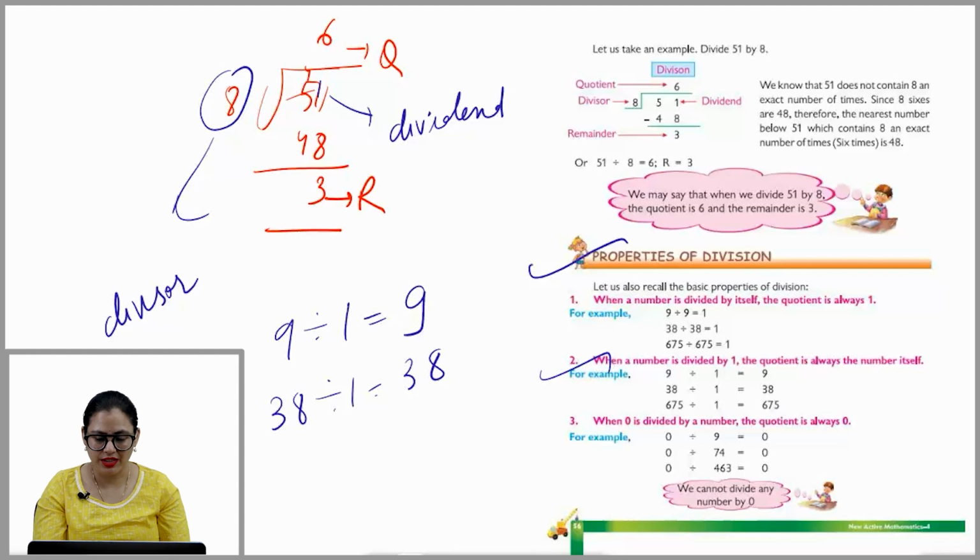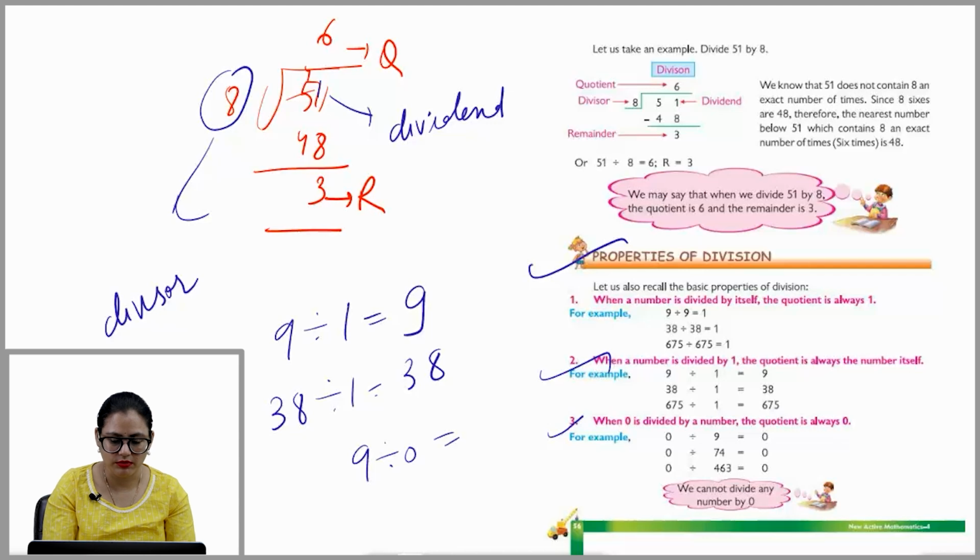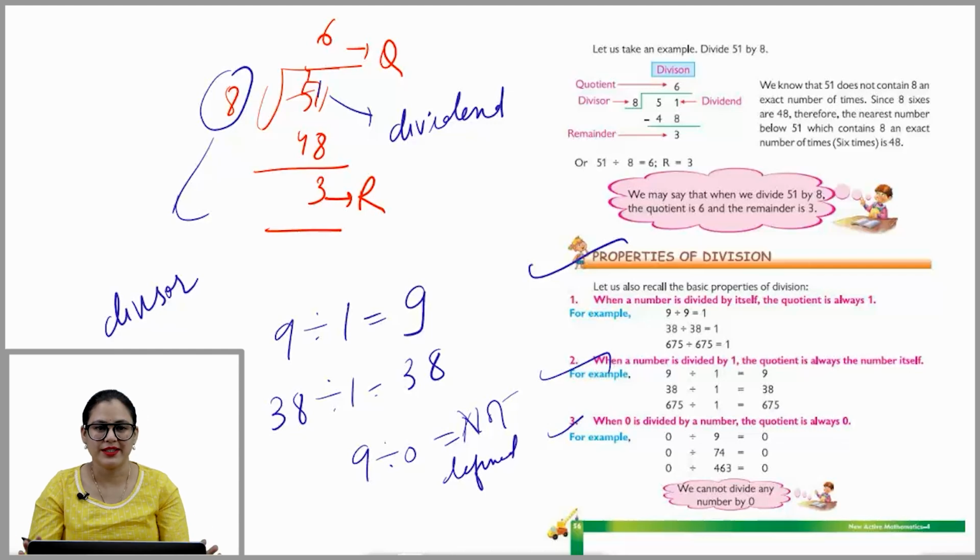Okay. Number 3, when 0 is divided by any number, the quotient is always 0. 0 divided by 9 is equal to 0. 0 divided by 74 is equal to 0. But we cannot divide any number by 0, means 9 divided by 0 is not possible. It is not defined. Okay, we cannot divide any number by 0, right?